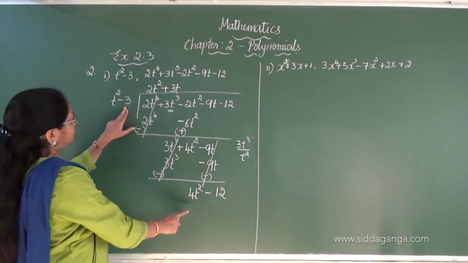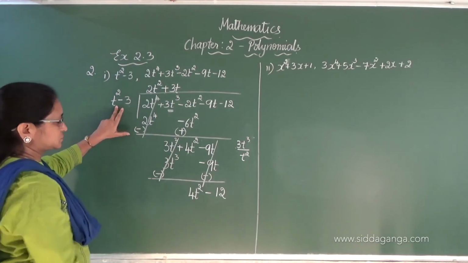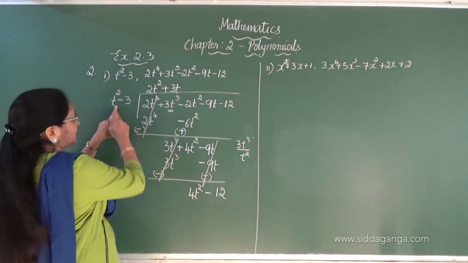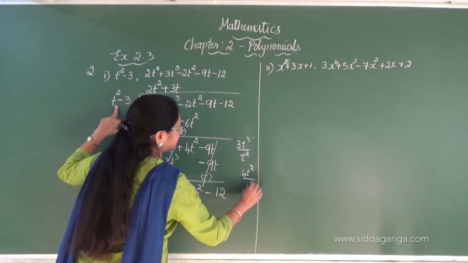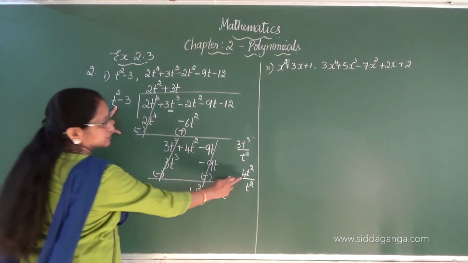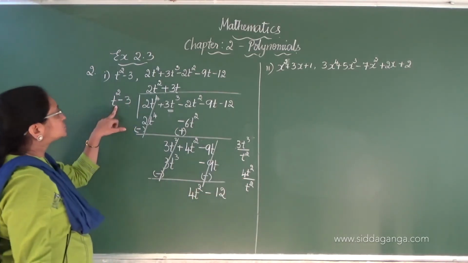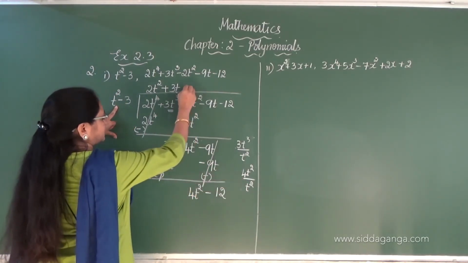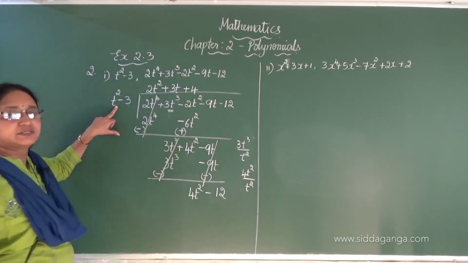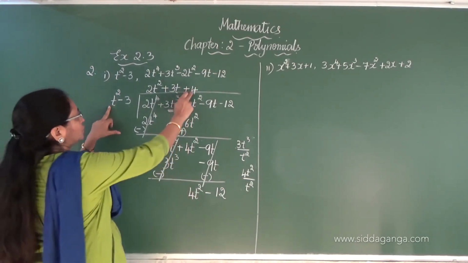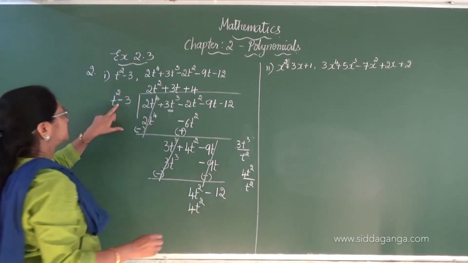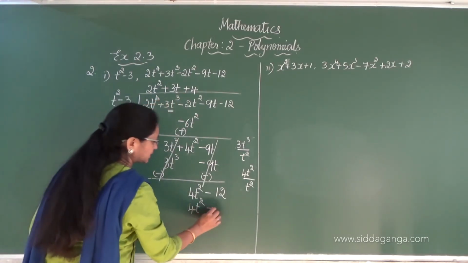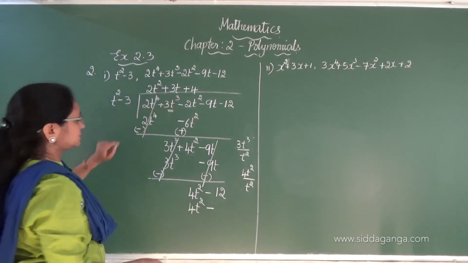Next term, 4t square by t square, so 4. So, divide 4t square by t square. So, what is there? 4 remains. So, that 4 you should write here, plus 4, that is the third term. Now 4 into t square, 4t square, plus into minus, 4 3s are 12.